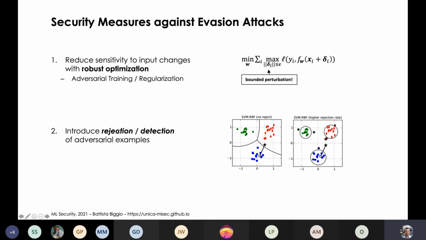And the same is true for the detection approaches. There are again plenty of papers that attempt to use this method, but they are not very successful in the end. Okay, so let's have a look first at this idea of robust optimization, and then do some examples on how you can detect or reject samples which are out of the distribution of your training set.